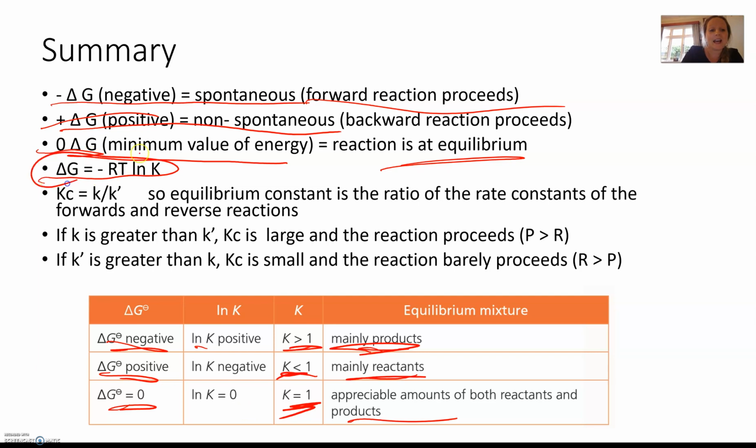We can calculate delta G by doing this equation. The only thing you've got to be really careful of is please make sure G and R have the same units, which is joules, not kilojoules. And the cool thing is that you can calculate Kc from your two rate constants, K being the rate constant of the forwards and K dash being the backwards. You can use that ratio to tell you where the reaction sits. So if K is greater than K dash, you get a large Kc, so more products than reactants. And if K dash is bigger than K, you'll have more reactants than products.